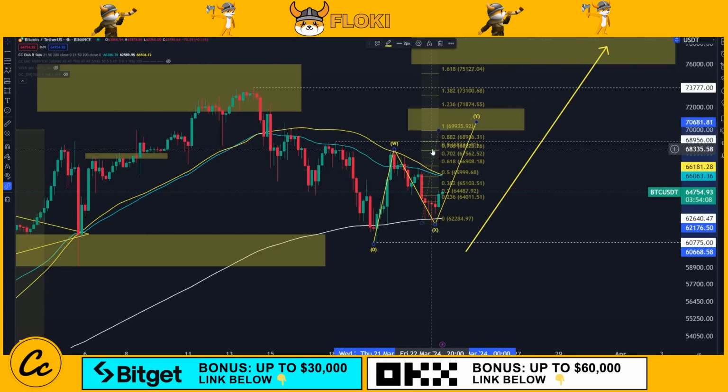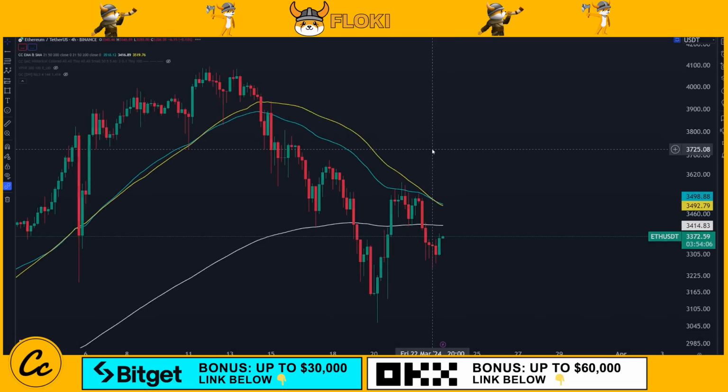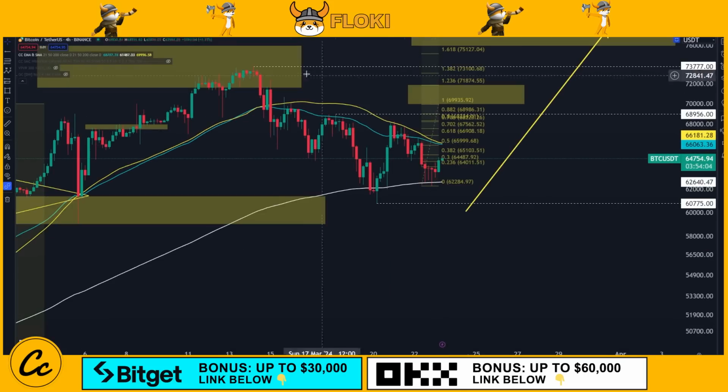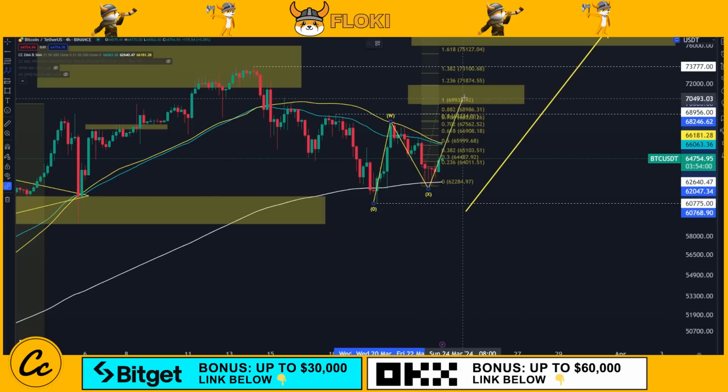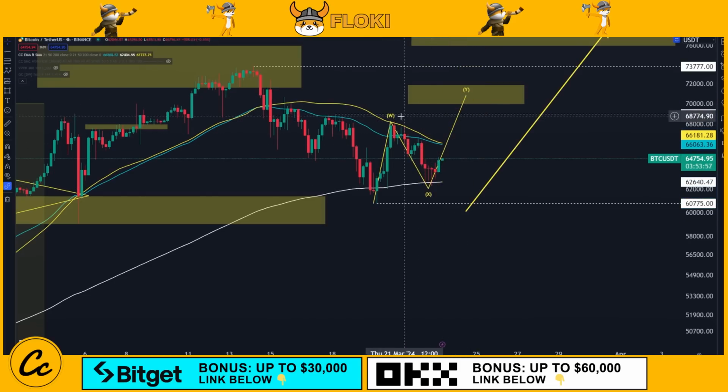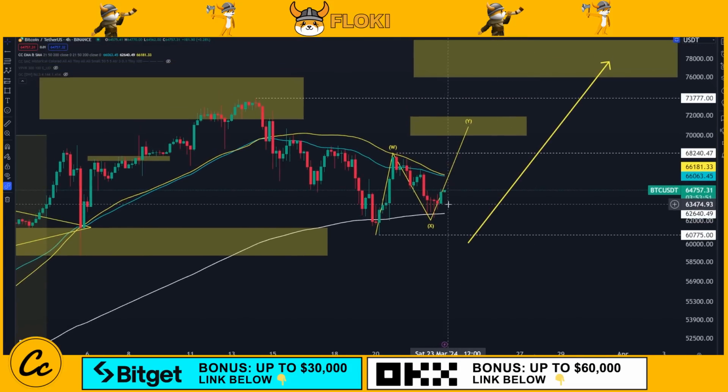Our minimum expectations on this, let me actually put that back, I accidentally deleted everything there. So our three-wave correction here, our minimum expectations would happen right up here. I'm going to go ahead and just repurpose this line at 68,240. Okay, so that's going to be where our minimum expectations come in.